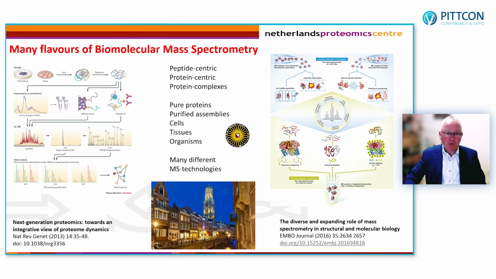A big part of biomolecular mass spectrometry is proteomics: to analyze, quantify and identify proteins from cells and tissue. We have a workflow that has been developed over the last decades and is now very sophisticated. We have done that, but many other labs as well. At the moment, we can really use these mass spectrometry-based proteomics techniques to look at pure proteins and purified assemblies, but also at very complex mixtures like whole cells, whole tissues, and whole organisms.